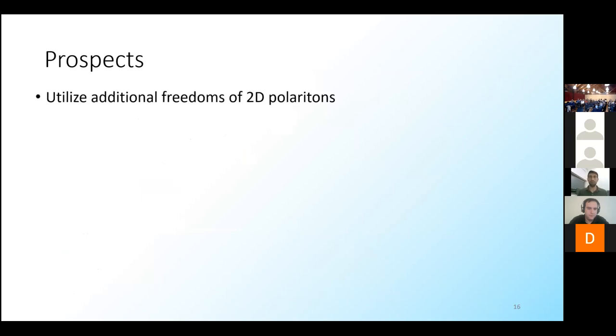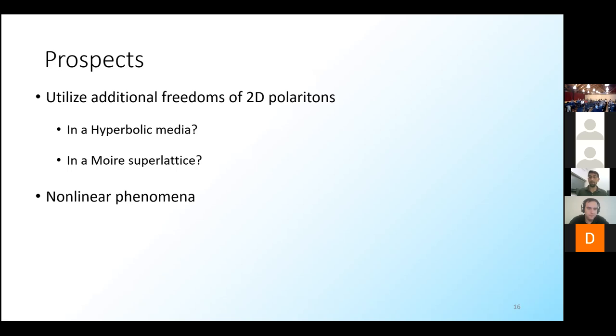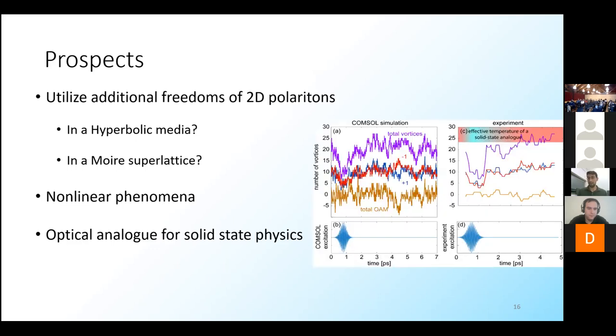And with this, I want to finish with a couple of points of prospects that we think for further directions. So to utilize additional freedoms of 2D polaritons, for example, ask yourself what would happen in hyperbolic media or in superlattices, whether we can add nonlinear phenomena. And the most, let's say, intriguing thought is whether we can have an optical analog also to solid state physics. There are a lot of things that relate to vortices in solid state physics, for example, the BKT phase transition, to relate to the total number of vortices. We actually see in the measurement some hints that we might be able to do something.